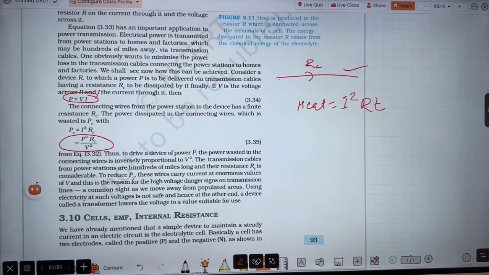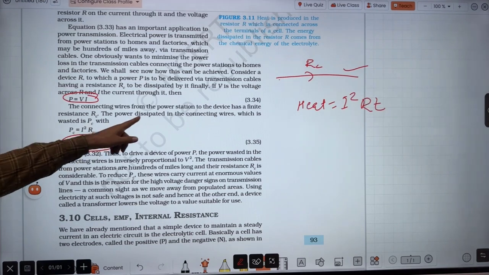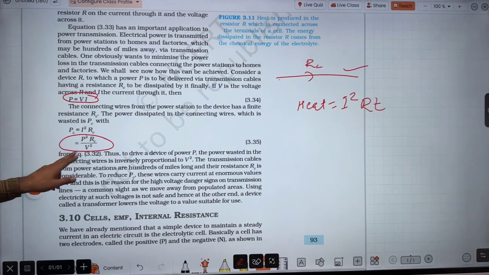From here, P equal to VI, and V equal to IR, or I can be replaced by V upon R, etc. So we will get this relation. So the power consumed, that is, the power dissipated in the form of heat, is given by Pc equal to P square Rc divided by V square.